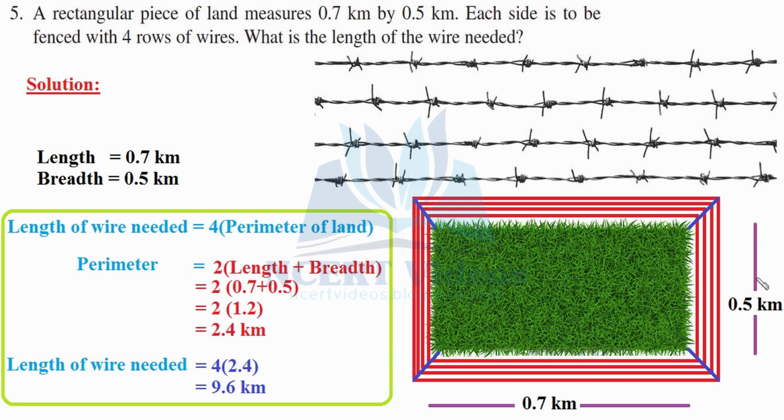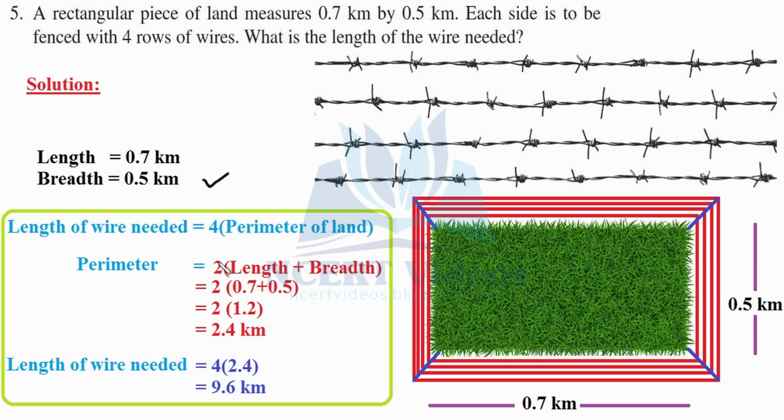So first of all we'll have to find the perimeter. This is 0.5 kilometer and this is 0.7 kilometer. Similarly this is 0.7 kilometer and this is 0.5 kilometer since it is a rectangle. We have to find perimeter. So we will write in solution length and breadth. Now length of wire needed will be 4 times the perimeter of the land because we are covering it 4 times. So first of all we will have to find the perimeter, then later we will multiply with 4.